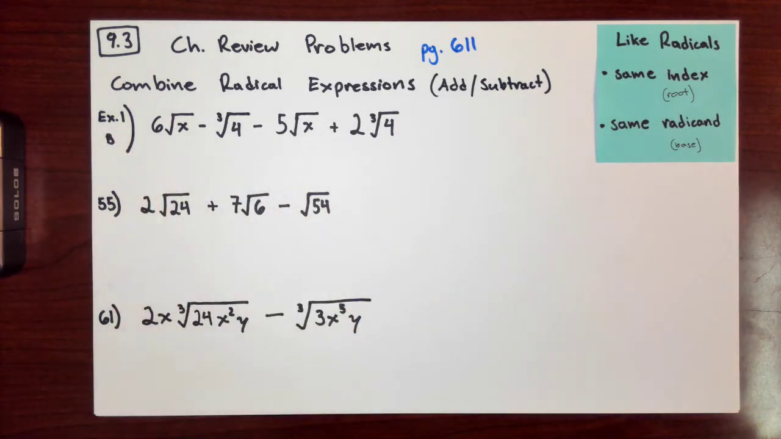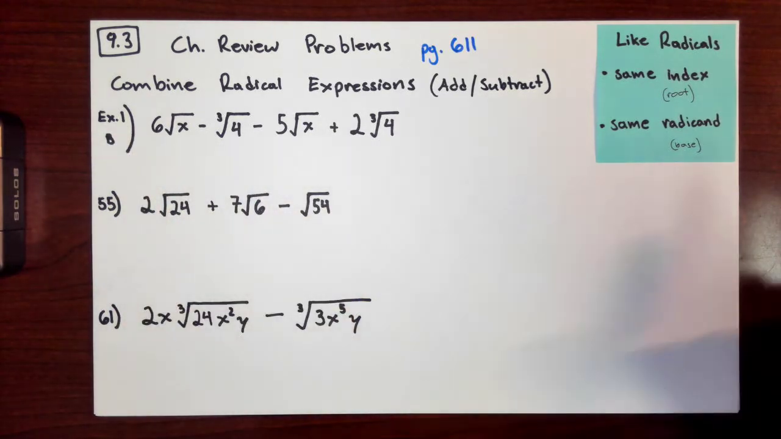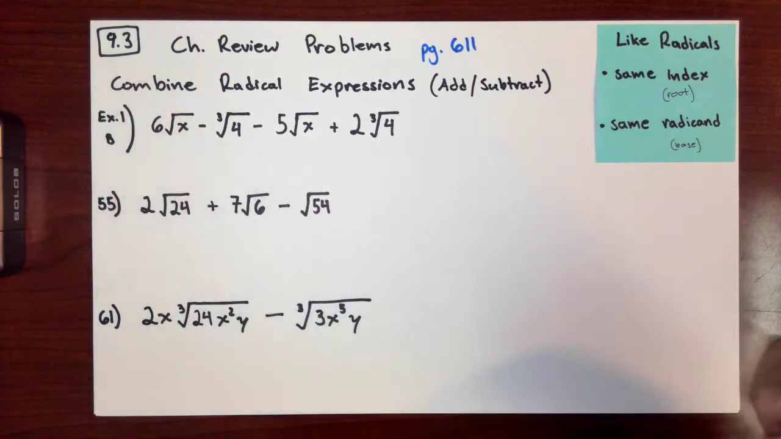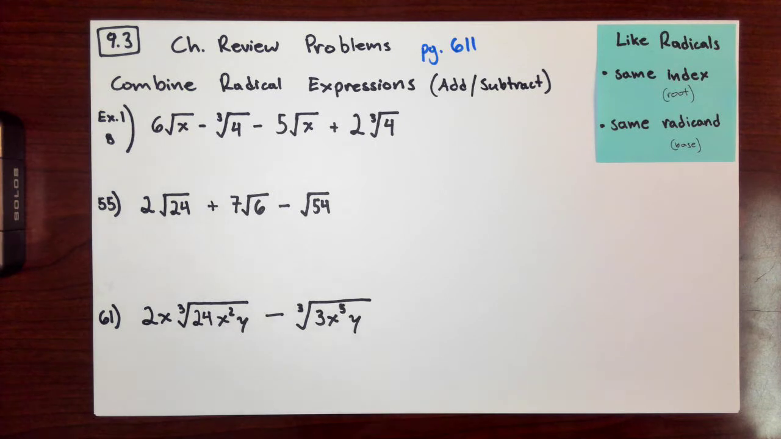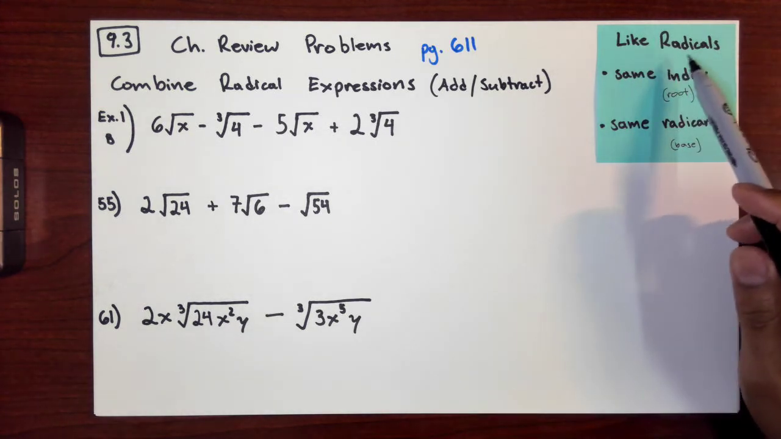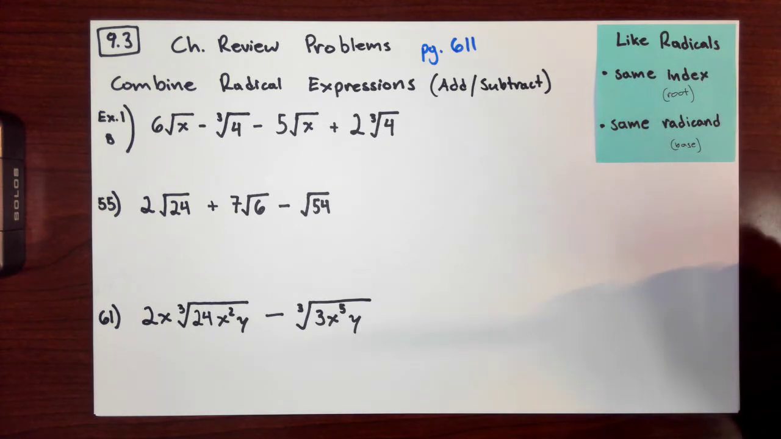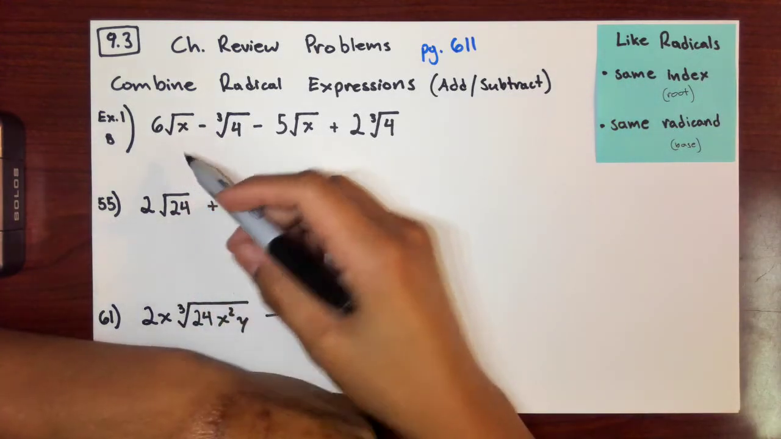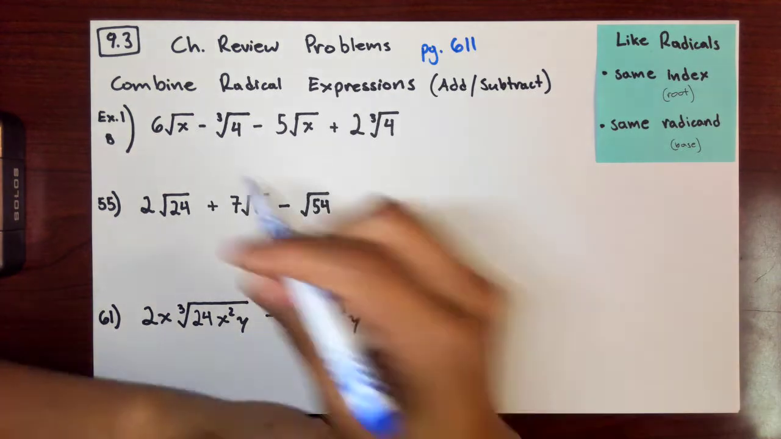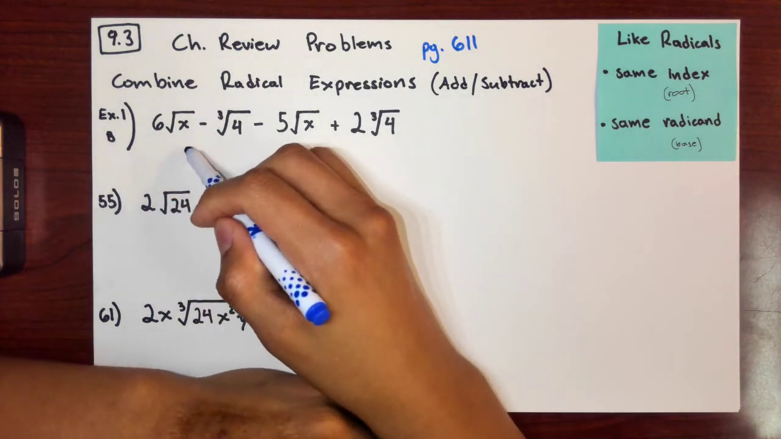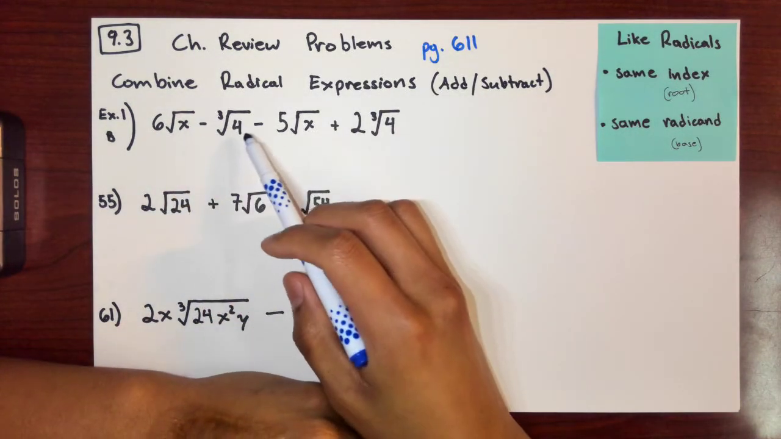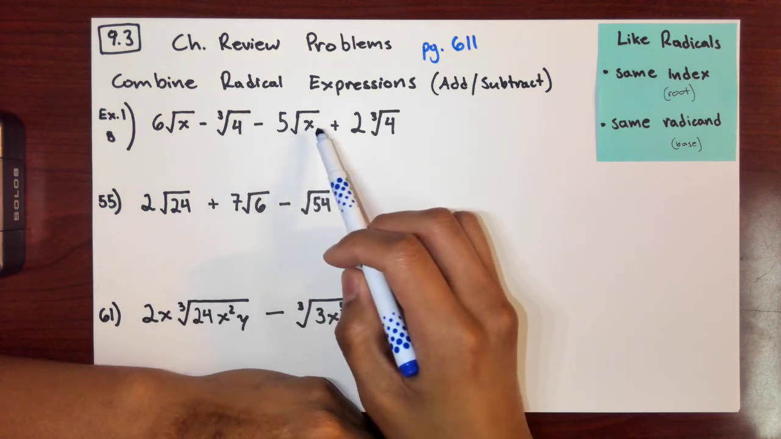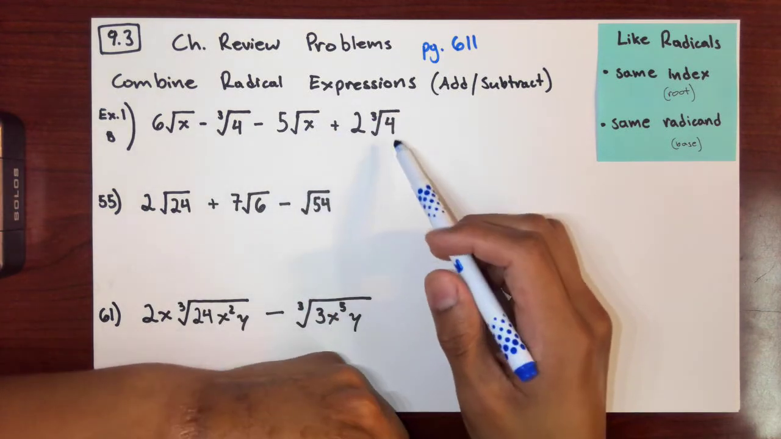This is example 1, letter B from section 9.3, so you can go ahead and work that one out too. I'm going to work it out here on the paper. It's really simple if you keep this in mind, to keep like radicals, you'll be able to do this easily, okay? So let's look here. We have 6 square root of x minus cube root of 4 minus 5 square root of x plus 2 cube root of 4.